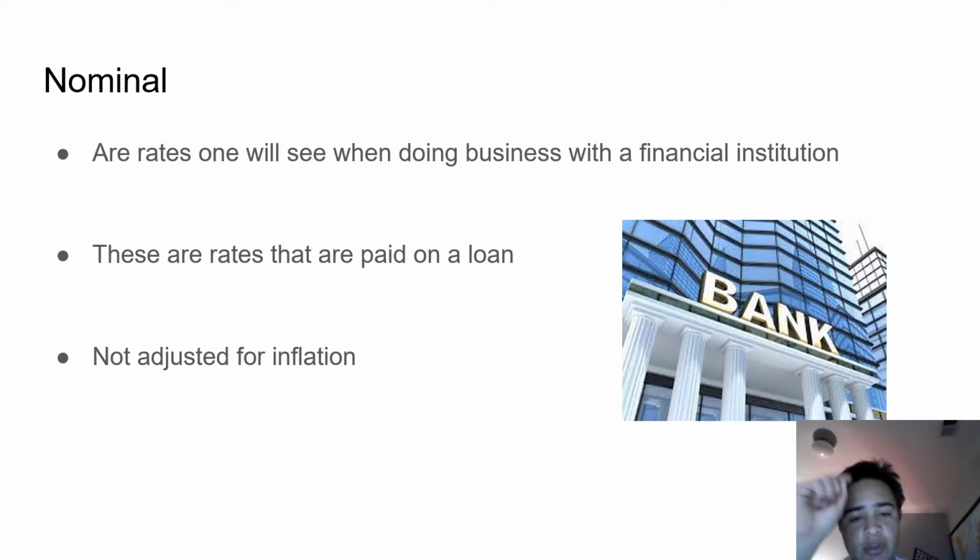Nominal interest rates are rates one will see when doing business with a financial institution such as this bank. These rates are paid on loans and they are not adjusted for inflation. So if you were to walk into a bank today and saw 4.7% interest rates on loans or savings or whatever, this is the nominal interest rate that is being published.